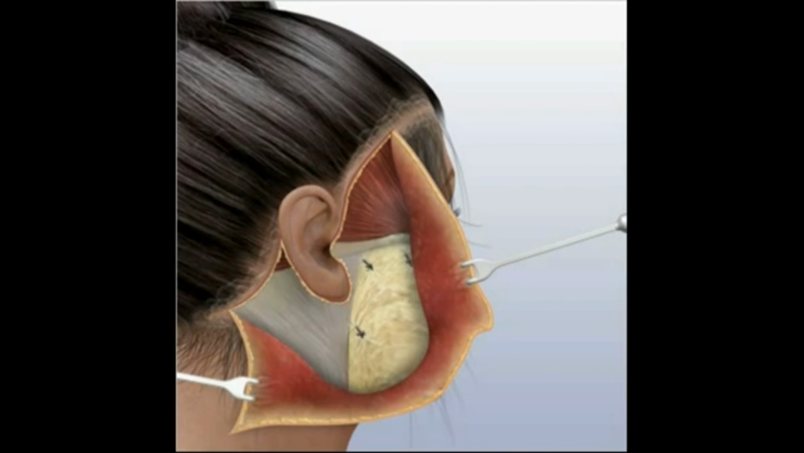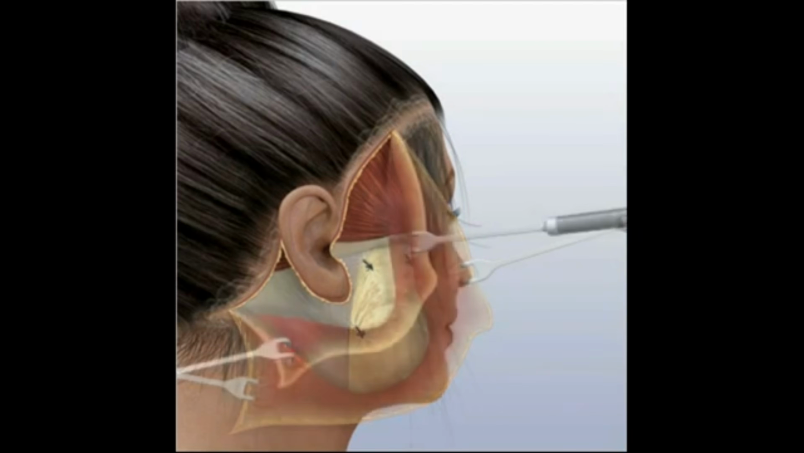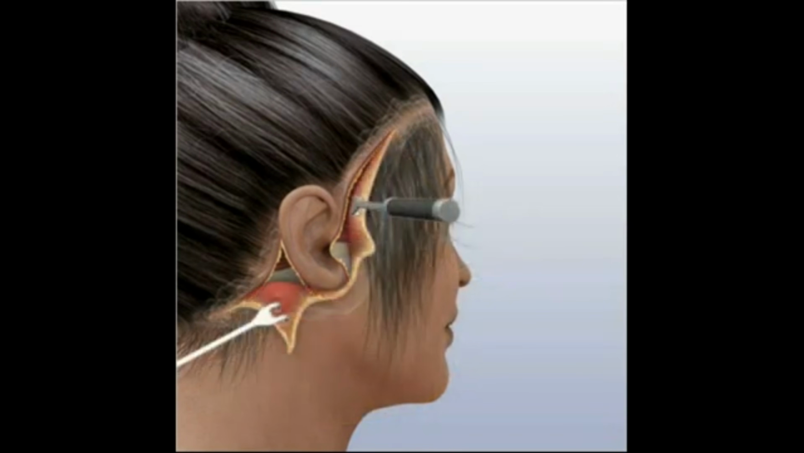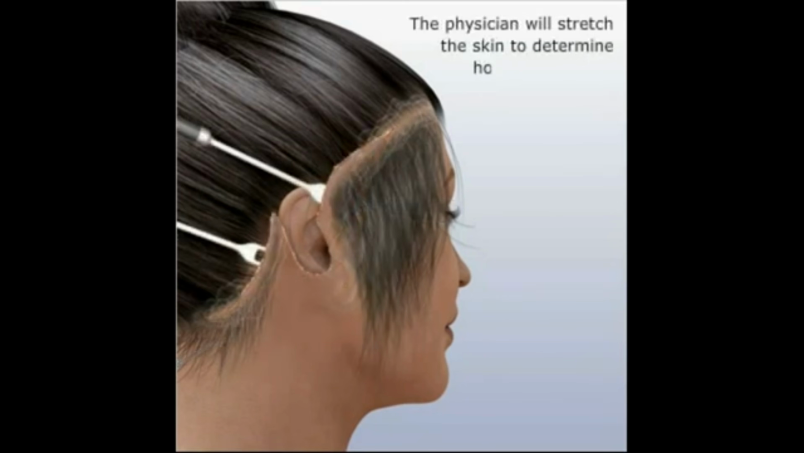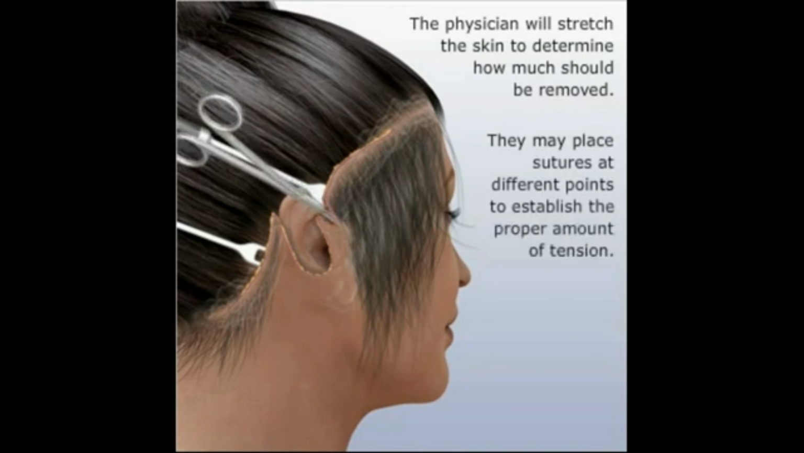Once the physician has finished making the necessary adjustments to the underlying structures, the skin will be repositioned over the face. In some cases, the physician may choose to place a surgical drain beneath the skin to prevent fluid buildup as you heal, although this is not usually necessary. The physician will stretch the skin flap in order to determine how much excess skin should be removed. They may place pilot cuts and sutures at different points along the incision to establish the proper amount of tension.